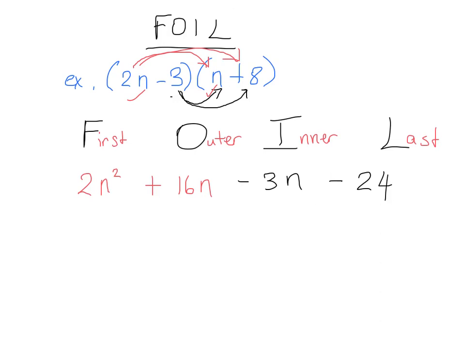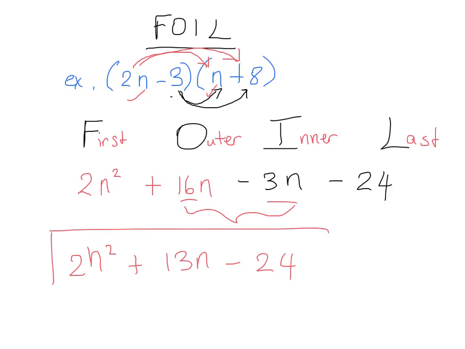Now, we still have to join like terms, but there are fewer like terms than there were in the example before. So our like terms are 16n minus 3n. Our overall answer is 2n squared, that stays the same, plus 13n, because we just did 16n minus 3n, minus 24. And we're done.